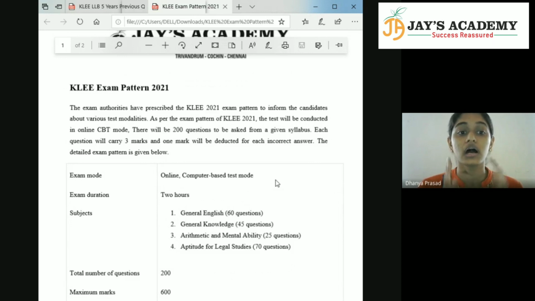Okay. So the marking scheme would go like this. There's 3 marks for every right answer, and then 1 mark will be deducted for every incorrect answer. So there is negative marking. So you need to be careful when you attempt and put in your answers, because at the end of the day, if you have a good number of correct answers but an equal number of incorrect answers, then that will really affect your score, right?